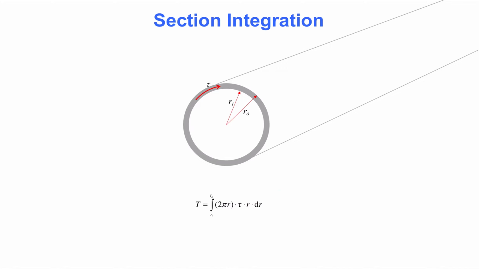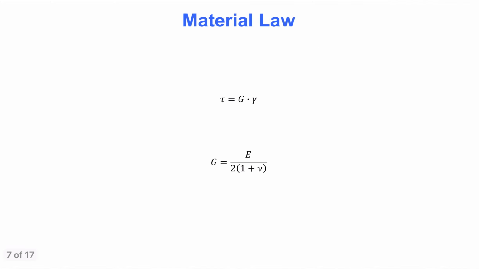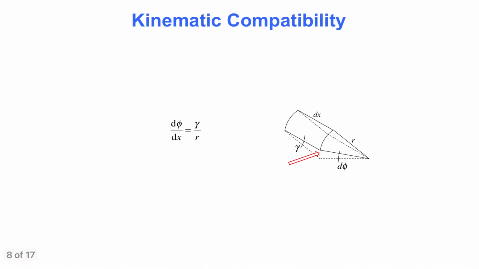The material law in St. Venant torsion is shown here. The shear stress, tau, is equal to the shear modulus multiplied with the shear strain, gamma. Kinematic compatibility is illustrated on this slide.